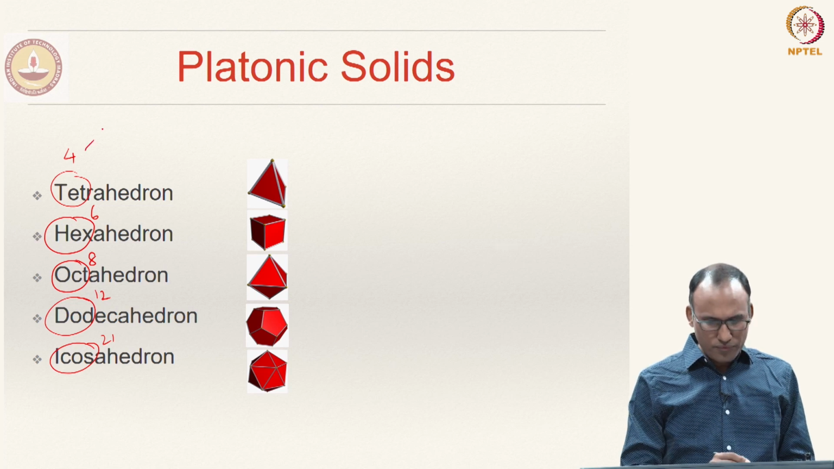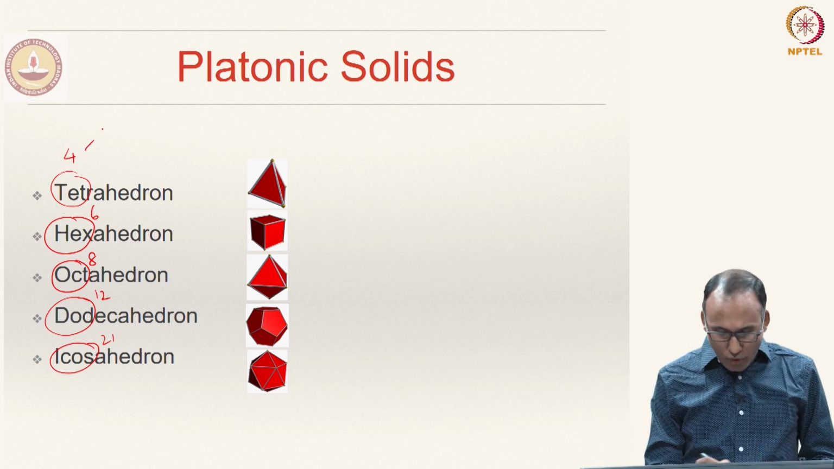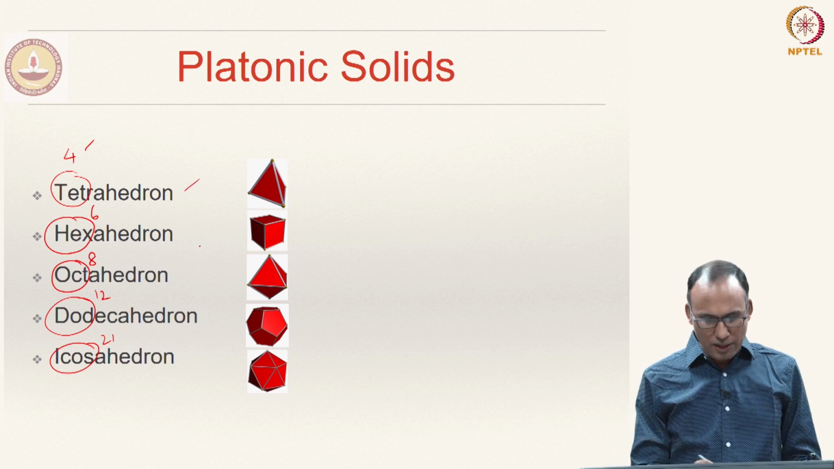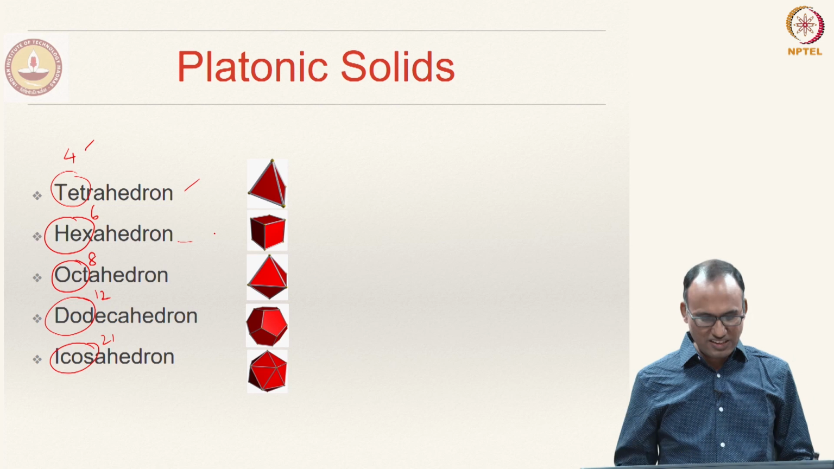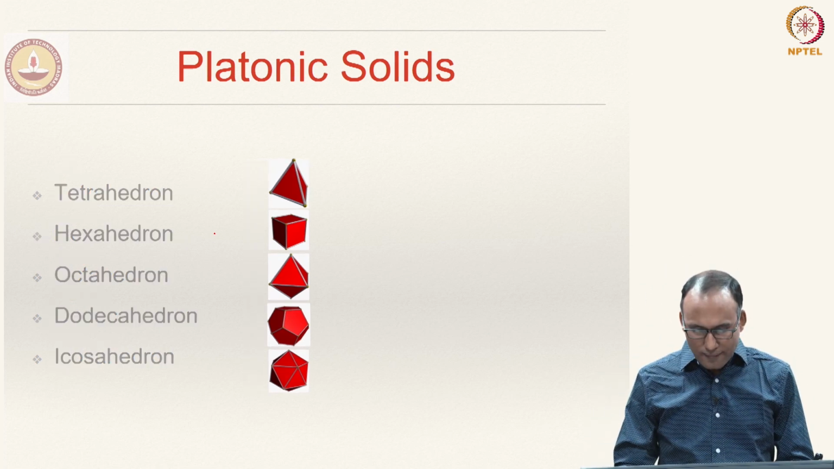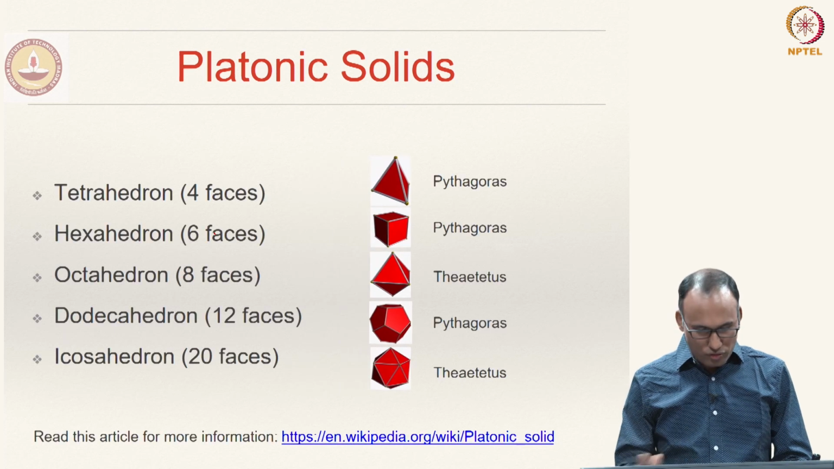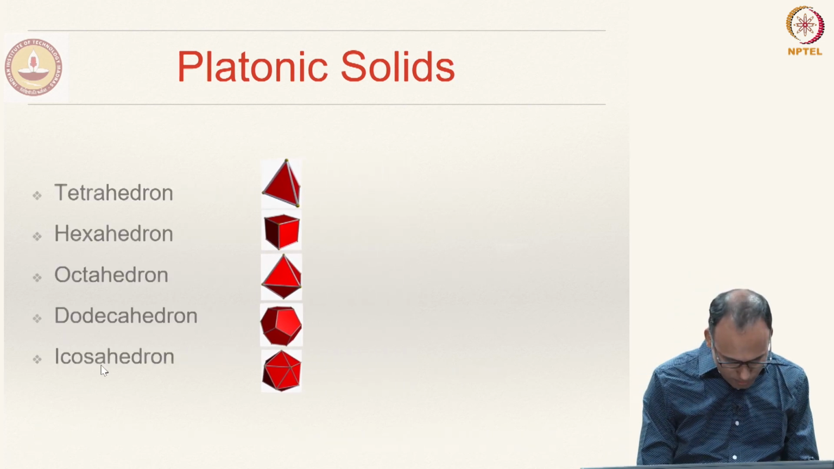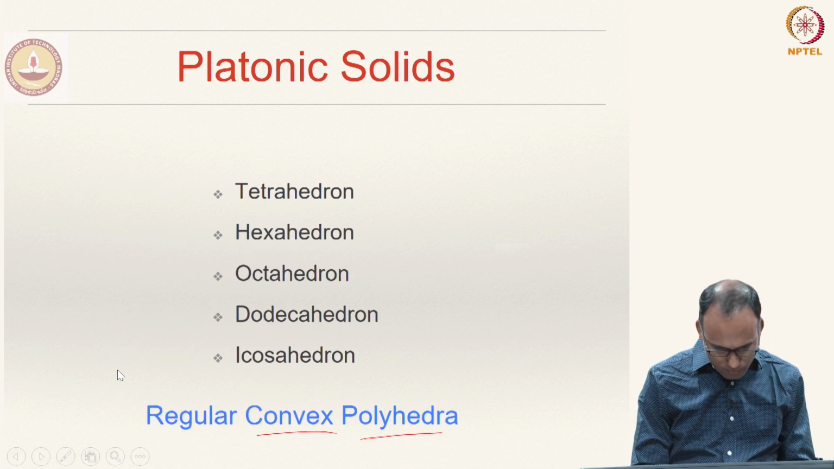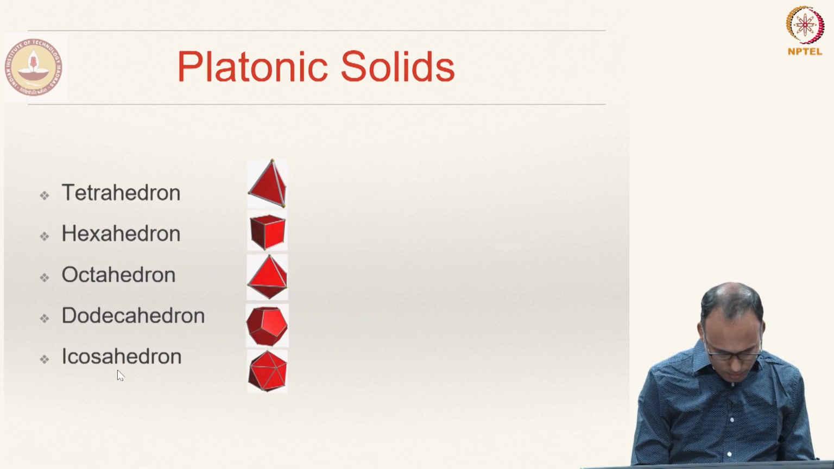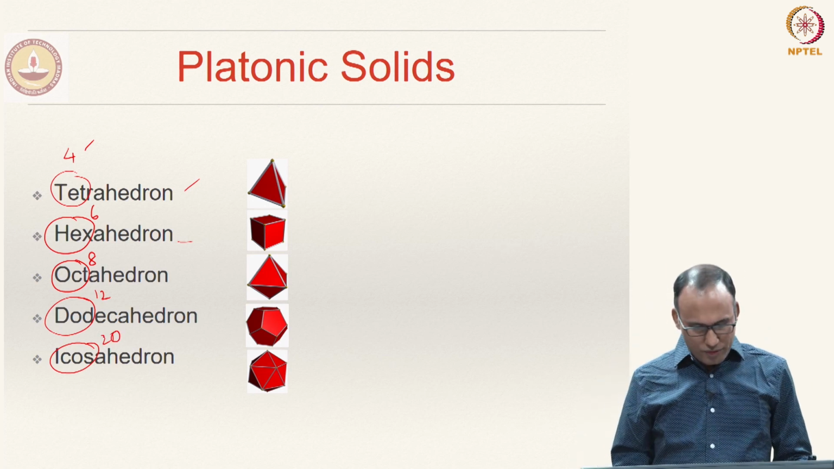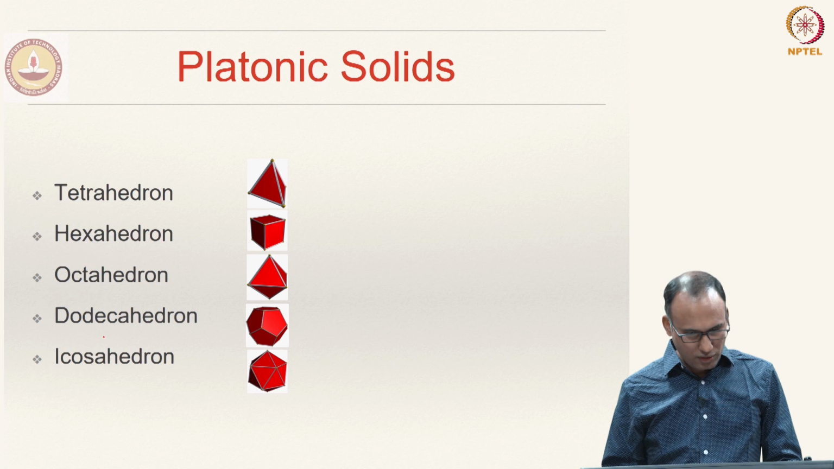Here, 4 is nothing but the 4 faces of this particular polyhedron. Here you have 6 faces, that is why it is hexahedron, then octahedron, dodecahedron and icosahedron. I am sorry, this should be 20 faces, not 21. So, icosahedron has 20 faces.